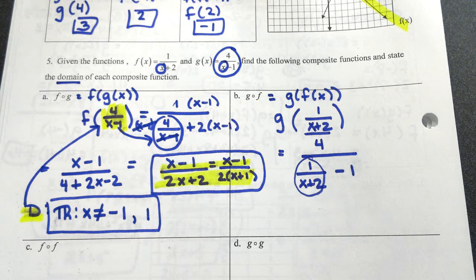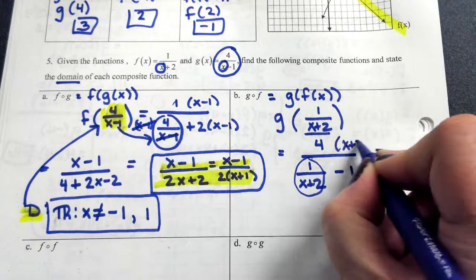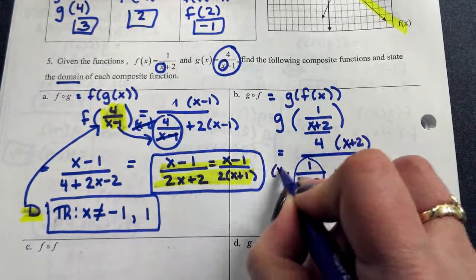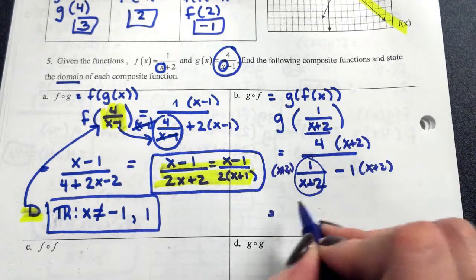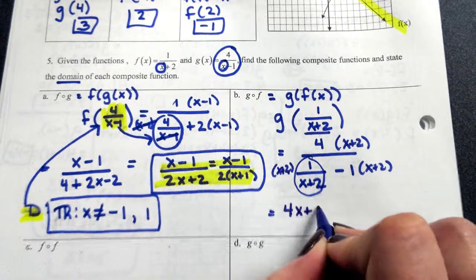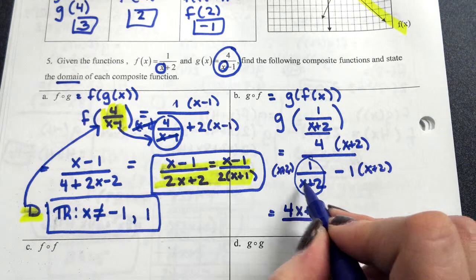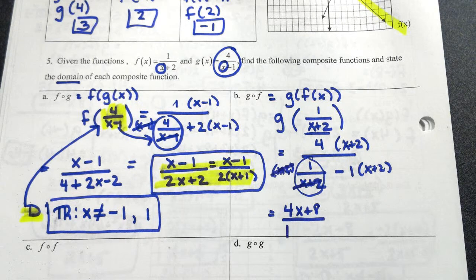How do you simplify that? What are you going to multiply everything by? We have to multiply everything by a what? X plus 2. So everything gets multiplied by an x plus 2. So I have to distribute the 4, so that's going to give me a 4x plus 8 in the numerator, over 1 over x plus 2 times x plus 2, the x plus 2's cancel. So that's going to leave me with a 1.